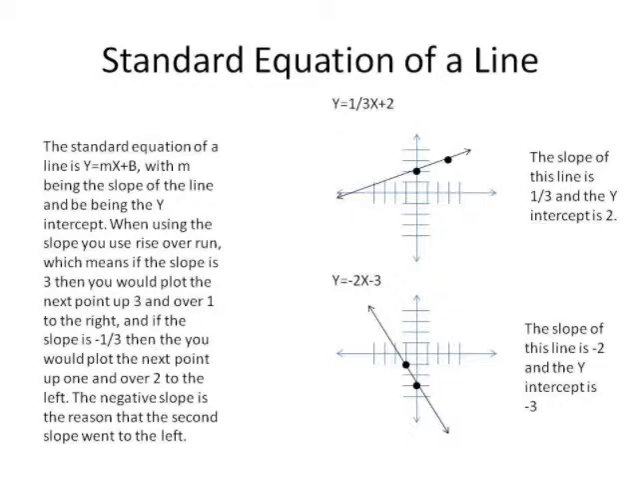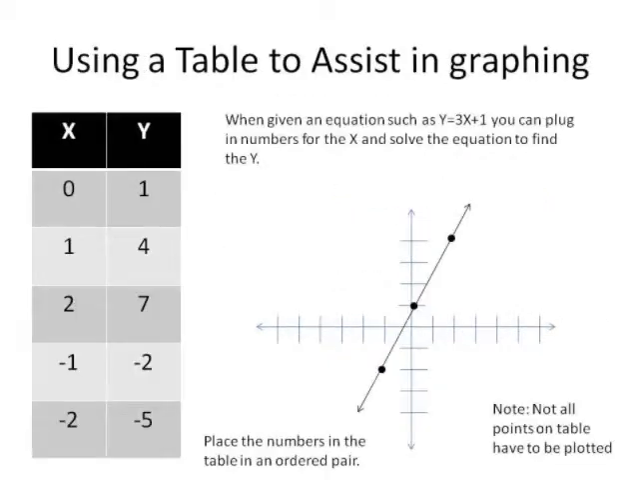You can use tables when graphing a line by plugging in numbers for x and solving the equation for y. Not all numbers in the table have to be used, and you would use them as an ordered pair.